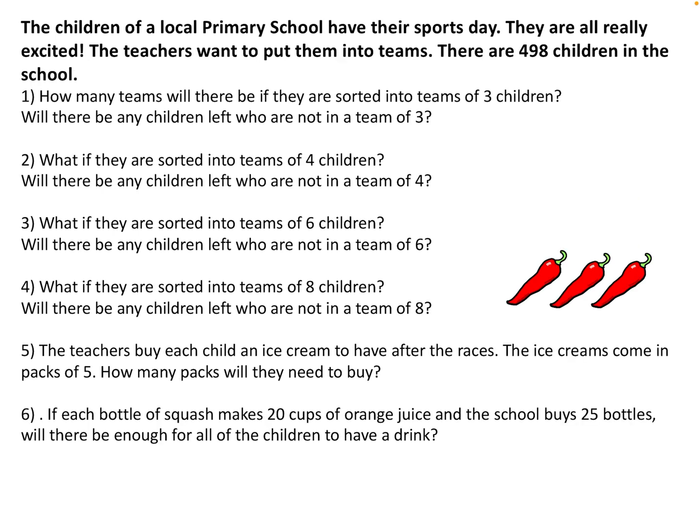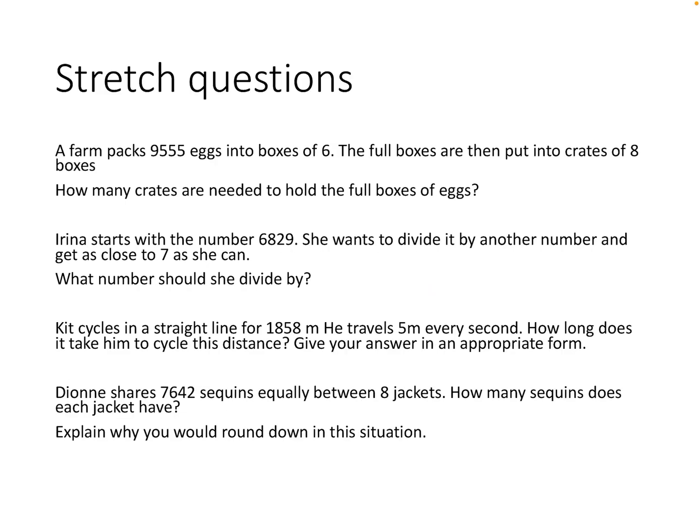For our 3 chilli challenge, again, it's the same thing. 498 children divided by 3, divided by 4, divided by 6, divided by 8, and then work out the last 2. And if you're feeling incredibly confident, some of these questions coming up are very tricky, but I know there are a few people that will definitely give these a go.